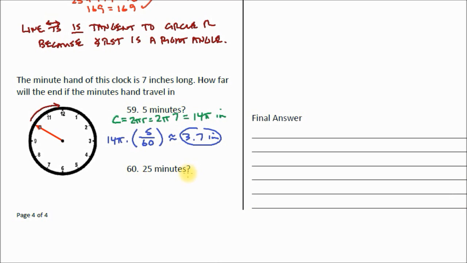And then question 60, how about if we travel 25 minutes? Well, that's no big deal. We've done the hard work already, finding the circumference. 14 pi, we're going to travel 25 minutes out of a total of 60 minutes. And that's going to be approximately 44.4 inches. Let's check that in our calculator real quick.